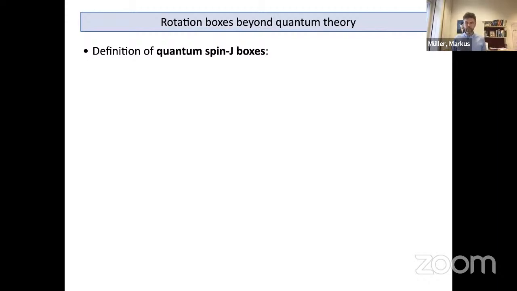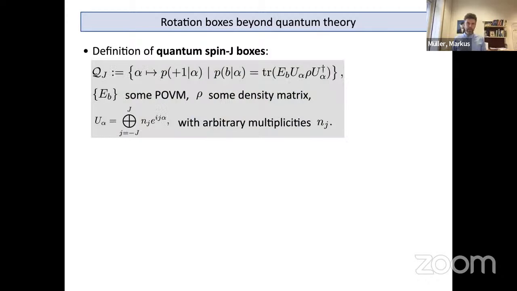We begin with what we call quantum spin J boxes. That's basically what was on a slide before. So a quantum spin J box tells you the probability of some outcome plus one given alpha. So you ask, what's the probability of a detector click and how does it depend on your angle alpha? And your constraint is that this should come from quantum theory's trace rule. We have some state rho, some measurement operator E_B, and a unitary representation of the rotation group. You don't even say anything about the Hilbert space dimension. It can be anything, but you want, again, as before, that the spin is between minus J and plus J, basically the representation label of SO(2).